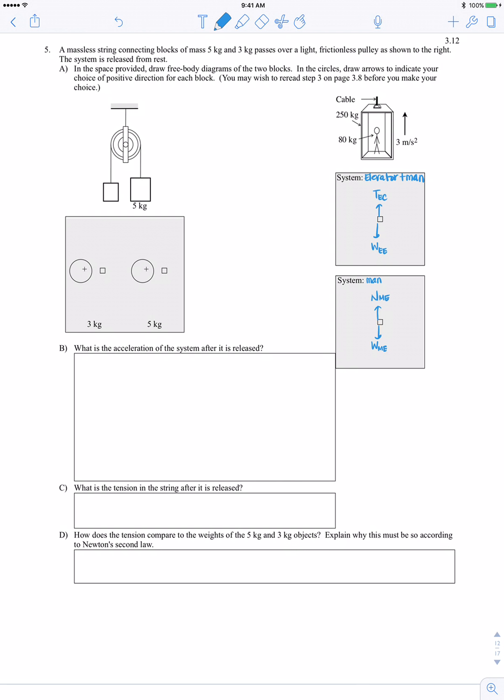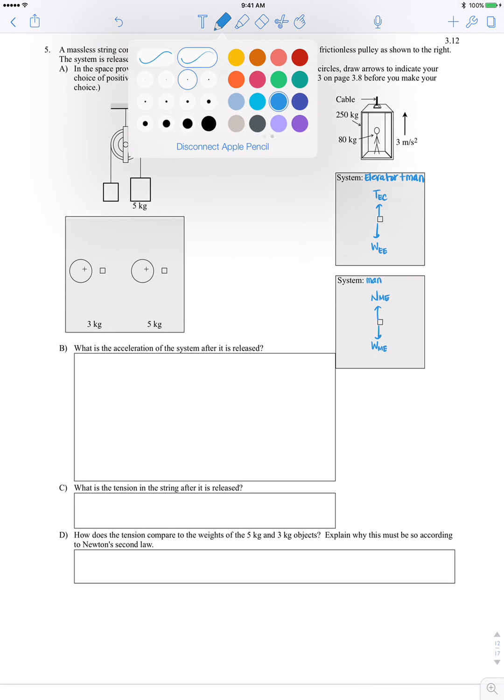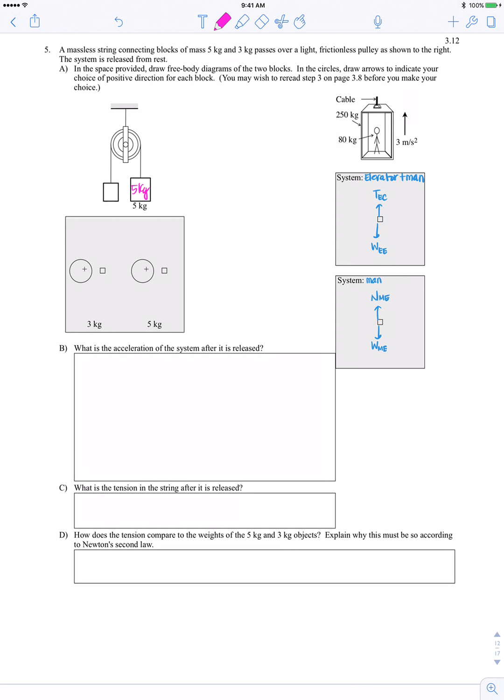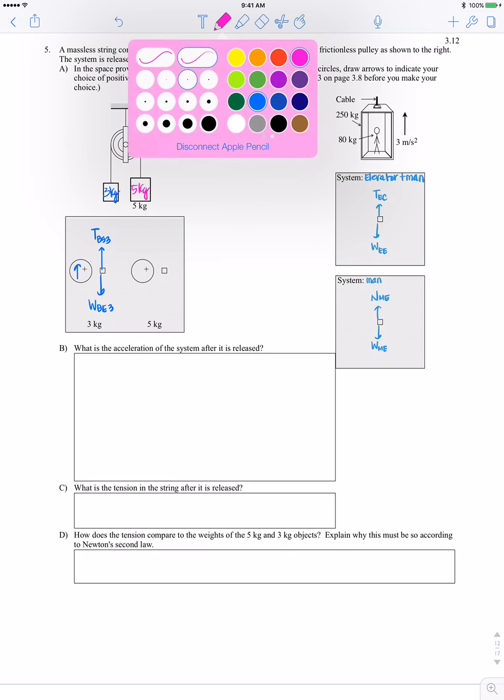Okay, so question 5: a massless string connecting blocks of mass 5 kilograms and 3 kilograms. The first step is to draw the free body diagram of each block and denote a positive direction for each. For the 3 kilogram block, because I suspect that it's going to move upwards, I'll make up positive. This is the tension on the block by the string, and here is the weight on the block by the earth.